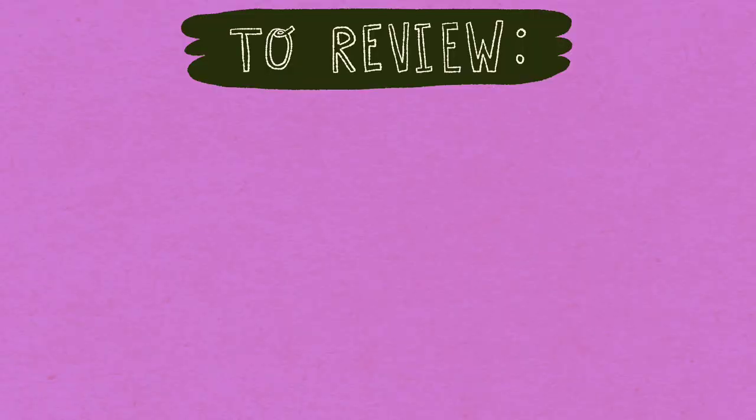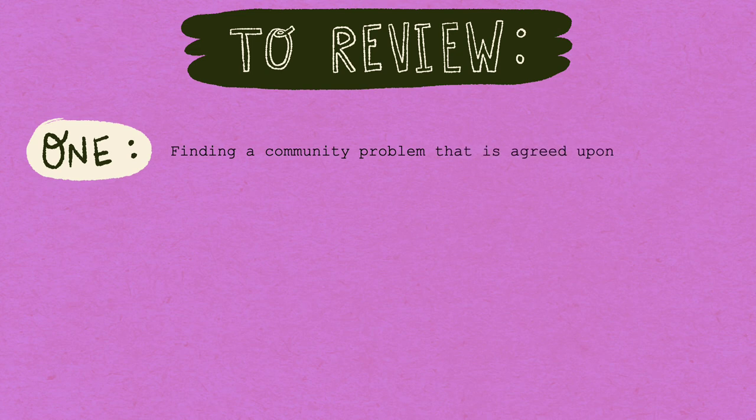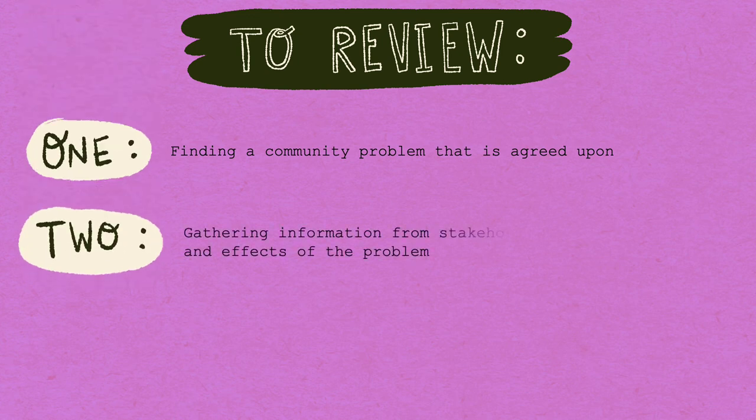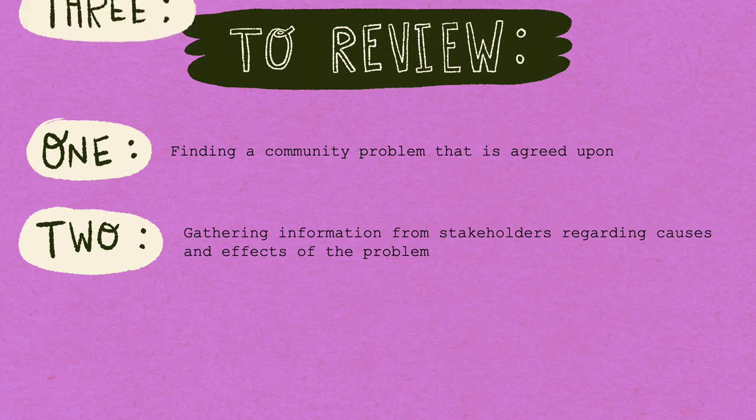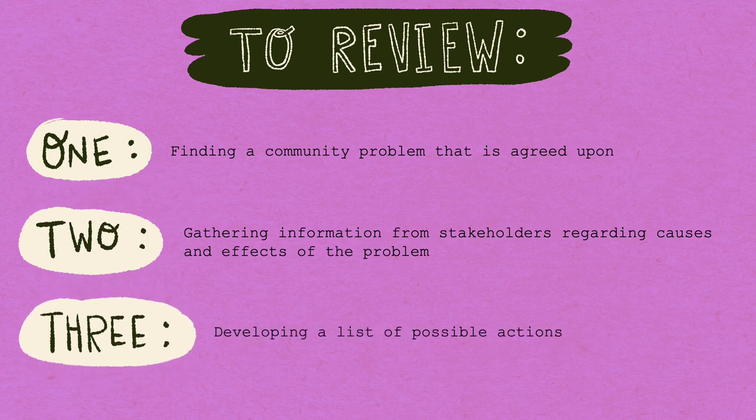To review, a problem tree analysis involves: 1. Finding a community problem that is agreed upon. This could be the result of classroom discussion or a community survey. 2. Gathering information from stakeholders regarding causes and effects of the problem. And 3. Developing a list of possible actions.